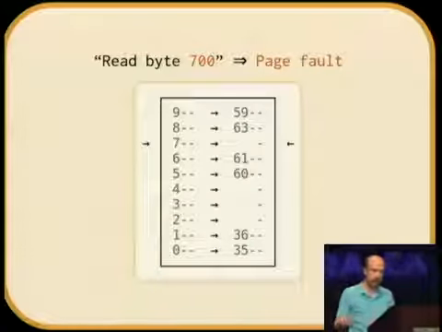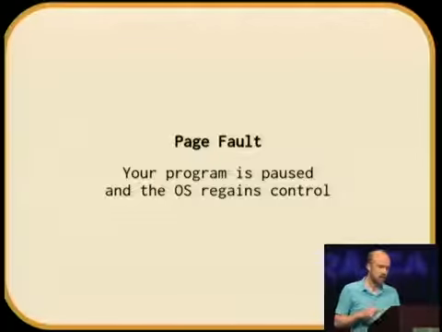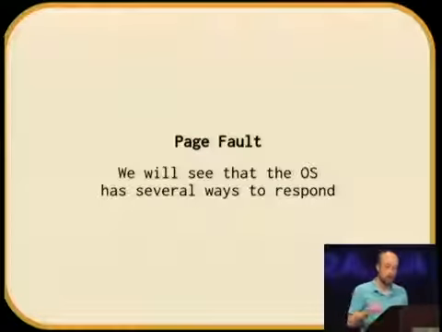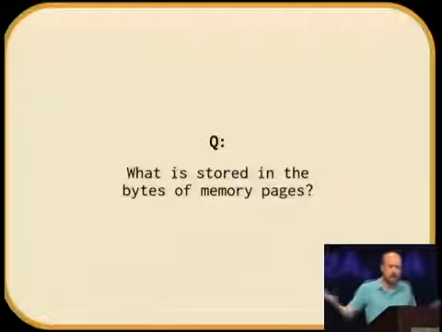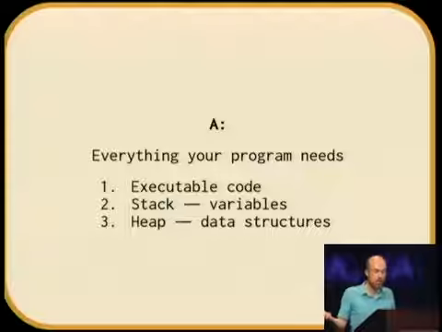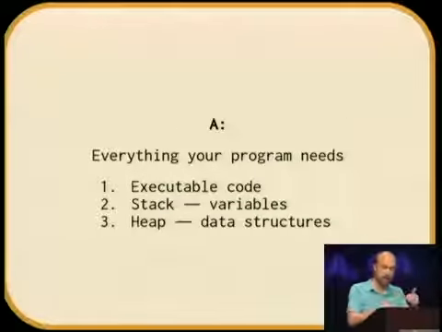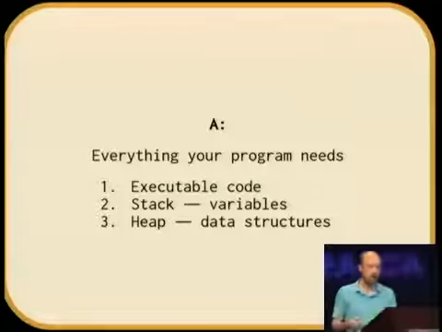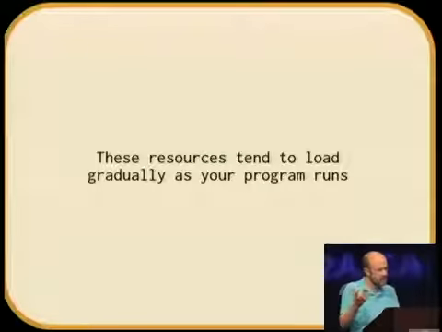And for pages that don't have an allocation at all, an event is generated called a page fault, which pauses your program, returns control to the operating system, and as we will see, the OS then has several options about how to respond. So what kinds of things get stored in the bytes of these memory pages? Well, everything your program needs. The executable code itself, the stack of function calls that are currently underway, the heap with all of your data structures, lists, and dictionaries. These resources, they tend to load gradually as your program runs.